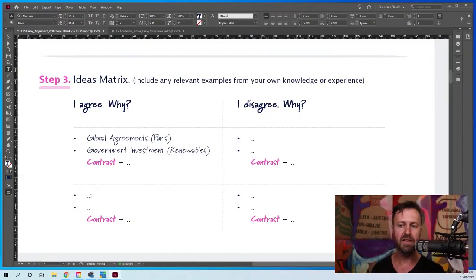I'm now going to go to the third and fourth argument on this side, and I'll describe why in just a moment, but we want to make sure we do this thoroughly on both sides so that when it comes to writing the essay, we've got enough content that we can draw upon.